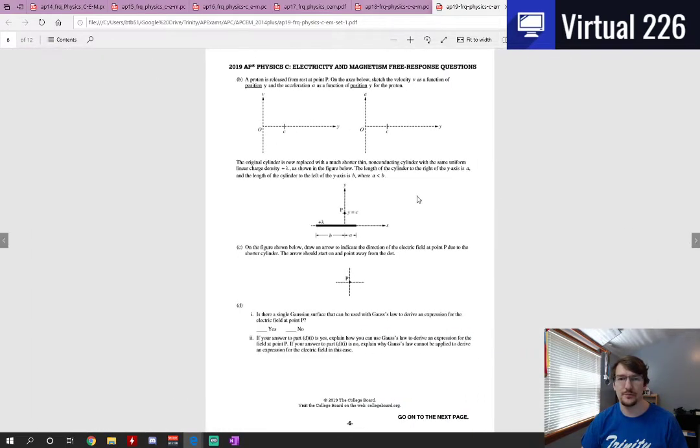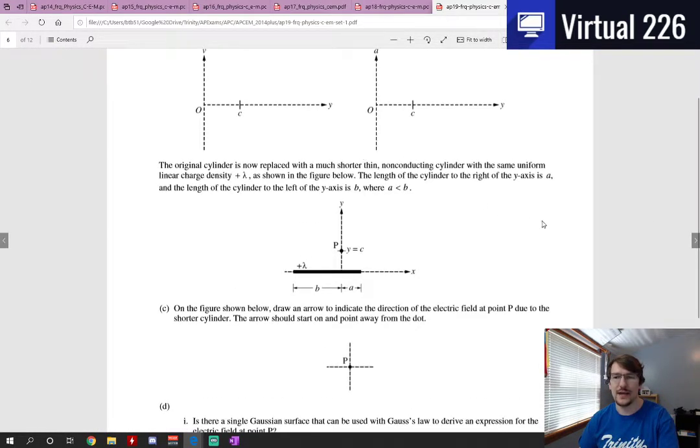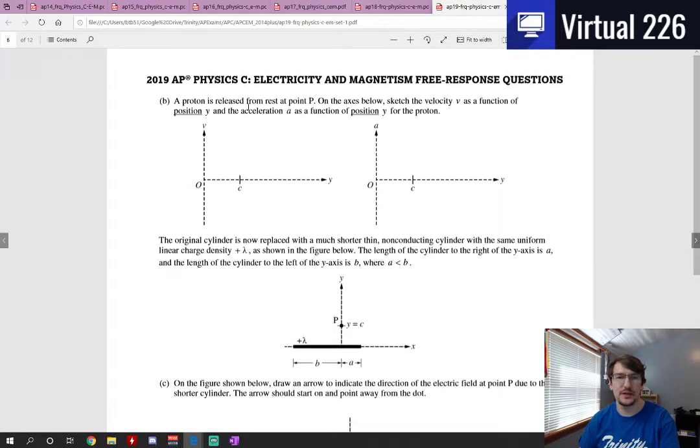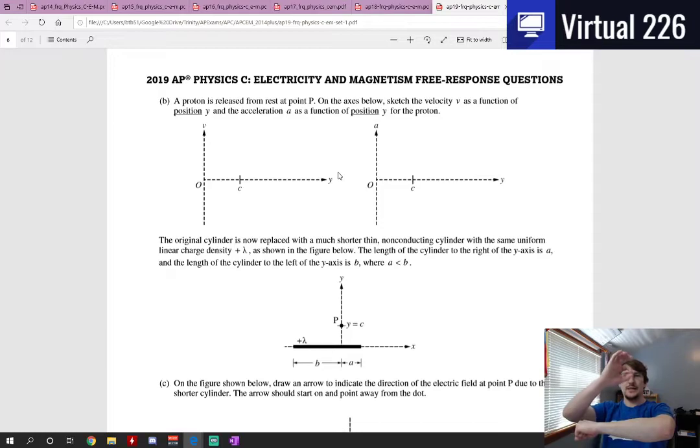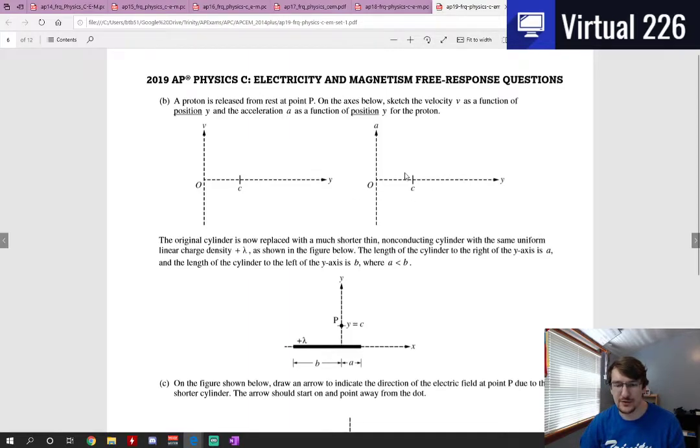If we go on to the next part of this problem, a proton has been released from rest at point P, and on the axis below we're asked to sketch a velocity function and an acceleration function, which we probably won't be sketching, but maybe we'll see 3 or 4 different graphs and have to pick one that's correct and then describe why it's correct. So if we think about the graph we're looking for, we've got the infinite positive line of charge here, and then our proton is here, so it's going to be pushed away. We can think about that initial push as being the largest push because we're closest and the electric fields are pointing out. So the initial acceleration should be large, and it has to start here at point C.